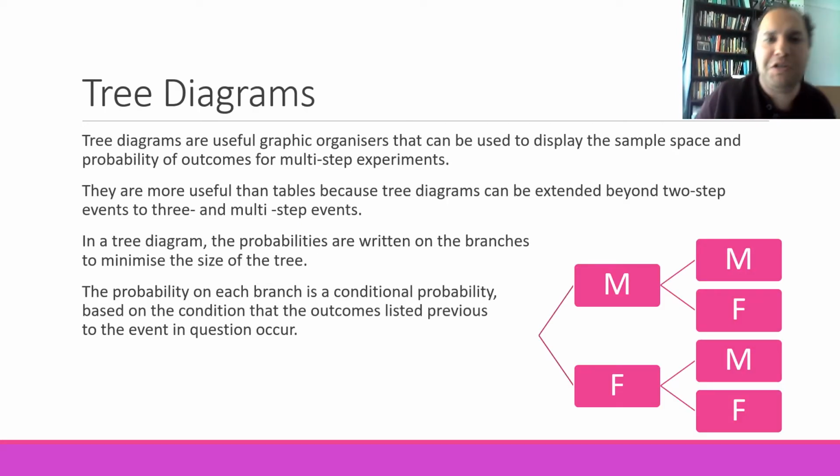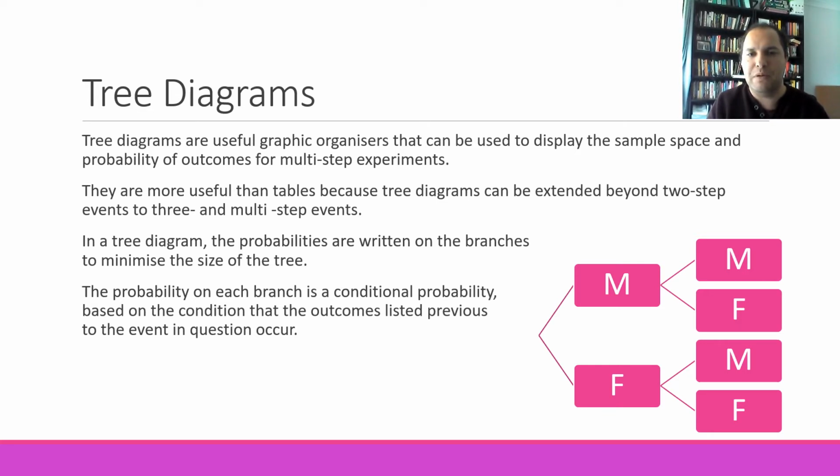Now, tree diagrams are useful graphic organizers that can be used to display the sample space and probability of outcomes for multi-step experiments. In many ways, they're much more useful than tables, because tree diagrams can be extended beyond 2 step events to 3, 4, even more, just by extending out our tree diagram further and further.